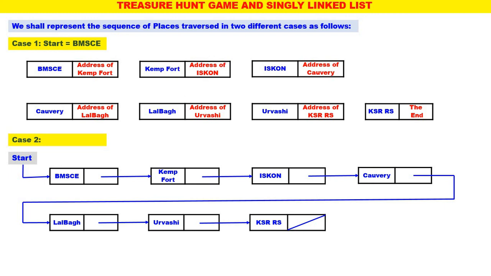Okay. Now, carefully understand, which representation did you like? Case 1 or case 2? I think most of you may like case 2 representation. Very less to write. Using arrows, you can connect the sequence of places. So case 2 is better. I tell you, the case 2 representation you have seen here is exactly like how a linked list will be represented, especially a singly linked list. So case 2 representation is exactly similar to the representation of a singly linked list.